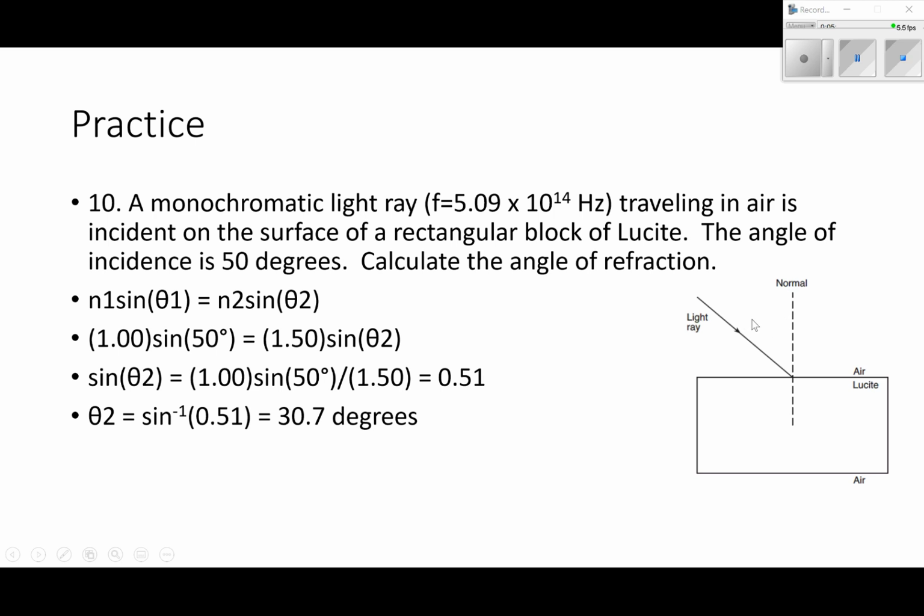Equals, we need the index of refraction for lucite. So you just look on the reference table. It's right there. It's 1.5. So lucite N2 is 1.5 sine theta 2. So we divide both sides by 1.5. So we have 1 sine 50 divided by 1.5. We get 0.51. Again, that's not the answer. We have to take the inverse sine of 0.51, and we get 30.7 degrees.